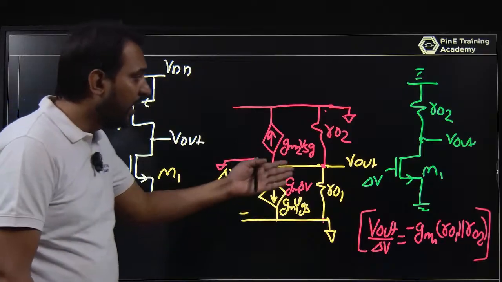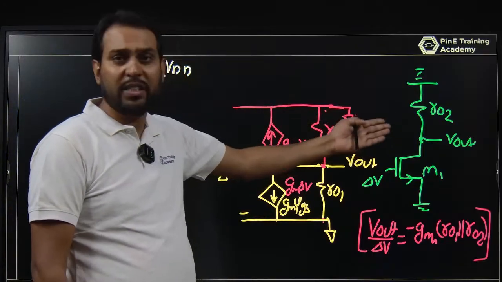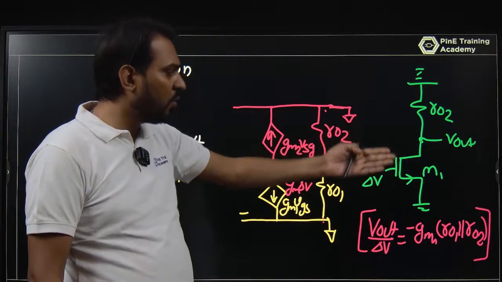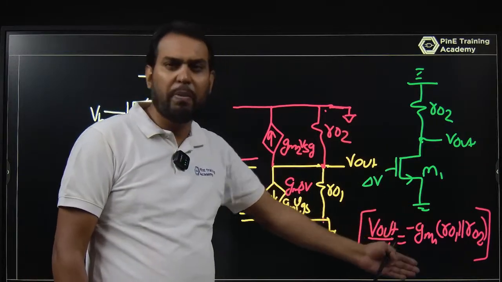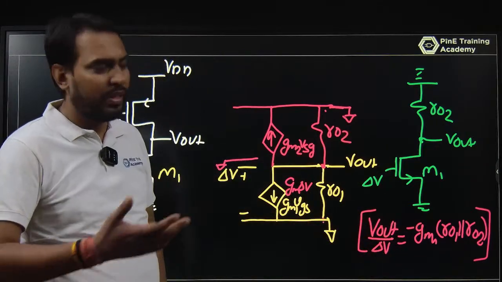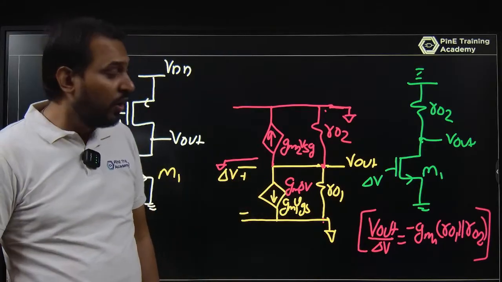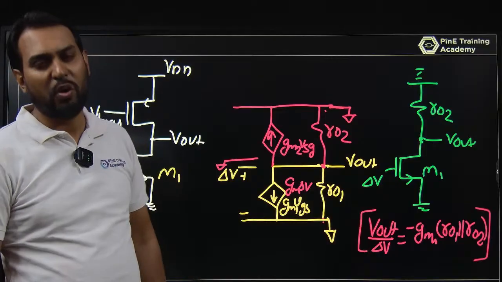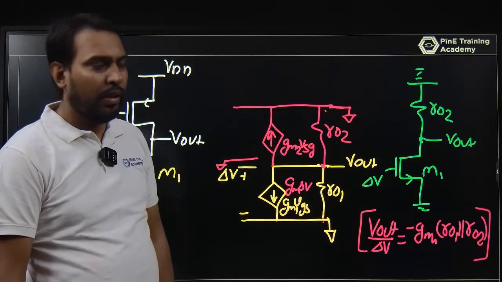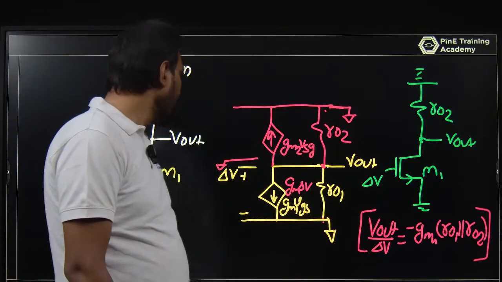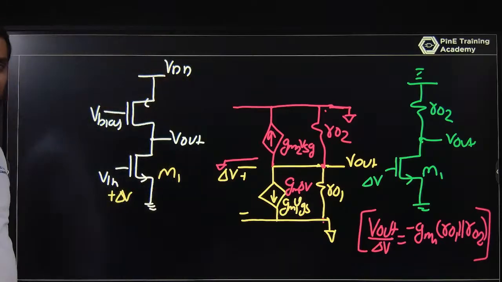Ideally, if both resistances r01 and r02 are the same, it is minus gm1 times r01 upon 2. If both are high, let's say 50 kilo ohm and 50 kilo ohm, that is minus gm1 times 25 kilo ohm. Is it okay? So you can use this type of stage also.